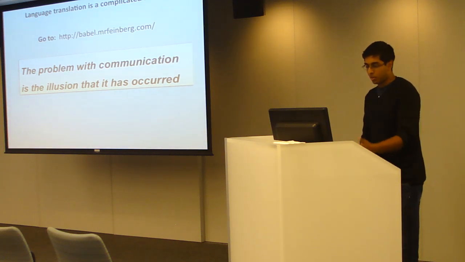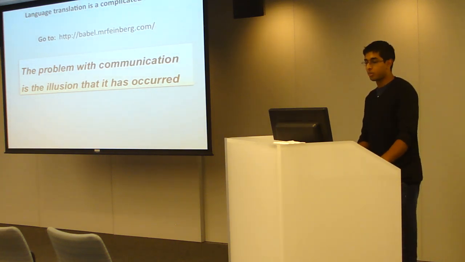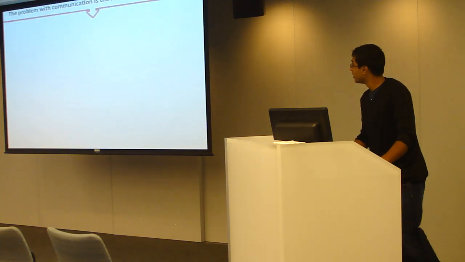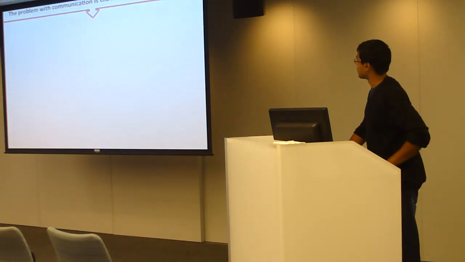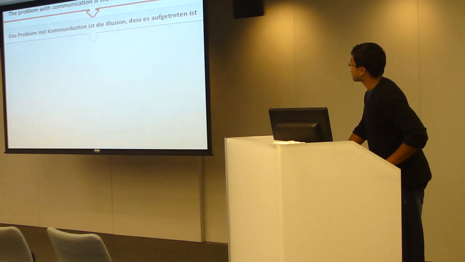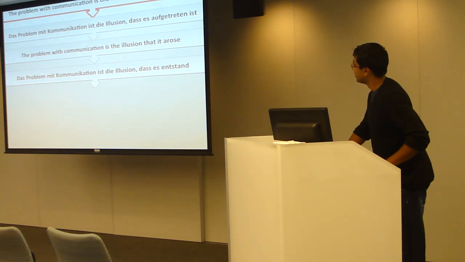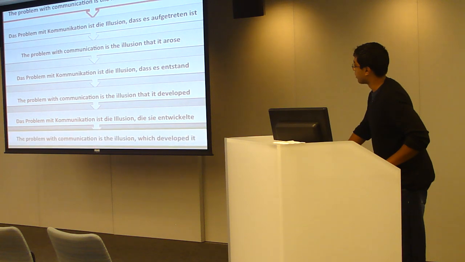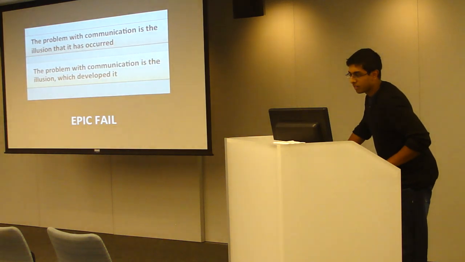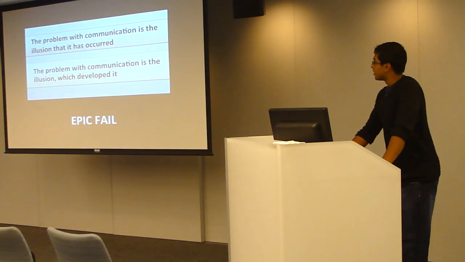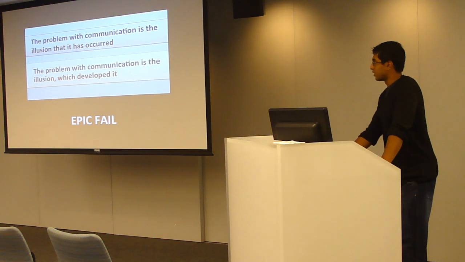So something interesting I did is I went to this site and plugged in, "The problem with communication is the illusion that it has occurred." And so we start off with our English phrase. It gets translated, I'm not going to actually read this, into German, and back to English. And you'll see it's already starting to lose some of the meaning just after one pass through. Back to German, and then this is where it bottoms out. And we end up with, "The problem with communication is the illusion which developed it." And so you'll see this is something that's common amongst several translation systems.